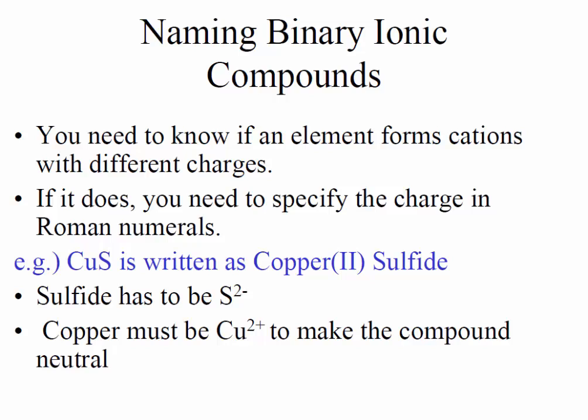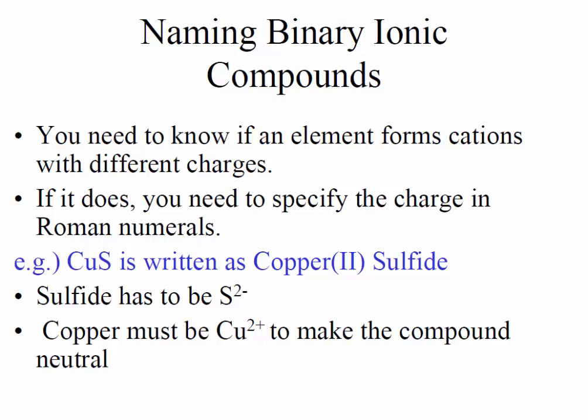You need to know if an element forms cations with different charges. So you're going to want to look at that periodic table of ions that we gave in class and look at the elements that have more than one possible ion charge listed. In general, it's the transition metals, but there are some exceptions to that. The main ones you'll see are copper, iron, nickel. There's also lead and tin, which are outside of the transition metal area. So you need to know which elements form more than one charge of ion.